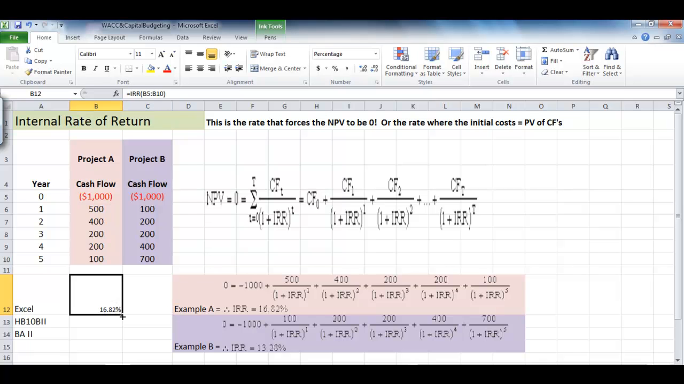I'm going to grab this fill bar here and pull across. So it's telling me the internal rate of return here is 13.28. So given the two projects, since Project A has a greater return, or adds more to the value of the firm, we would pick Project A versus Project B.